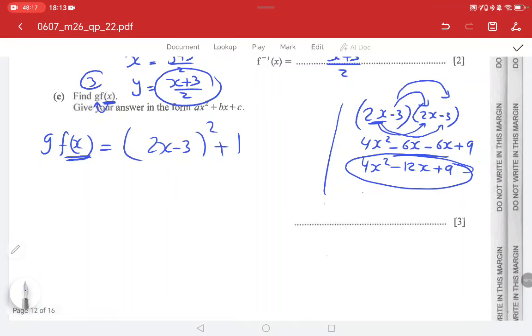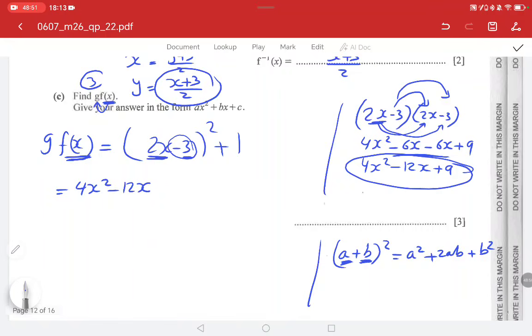Or we have a formula: if you have a plus b squared, it is the first one squared, a squared, plus 2ab, the first term times the second term times 2, plus the last term squared, b squared. If you apply that second method, the first one squared is 4x squared. The first one times the second one times 2, like 2x times minus 3 is minus 6x, times 2 is minus 12x. And the second one squared is plus 9. So you can do that. Which one is easier for you, do it.